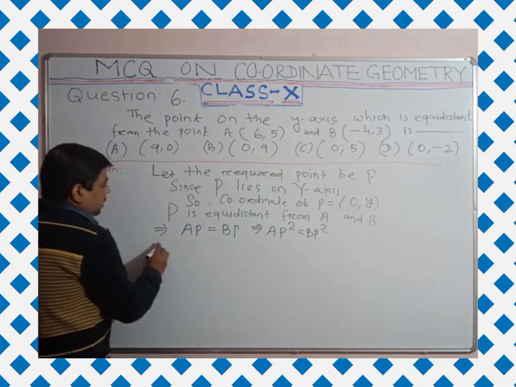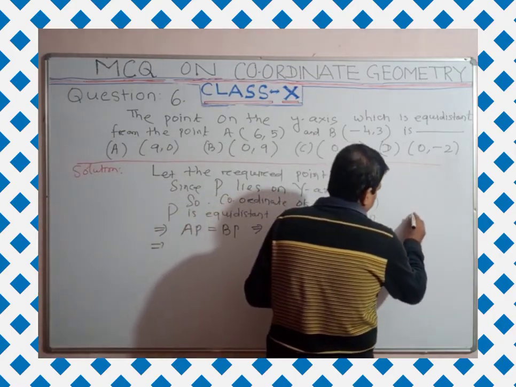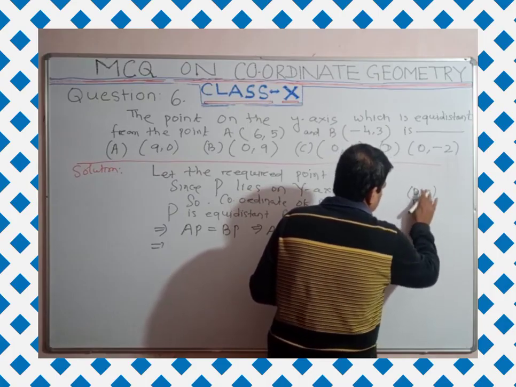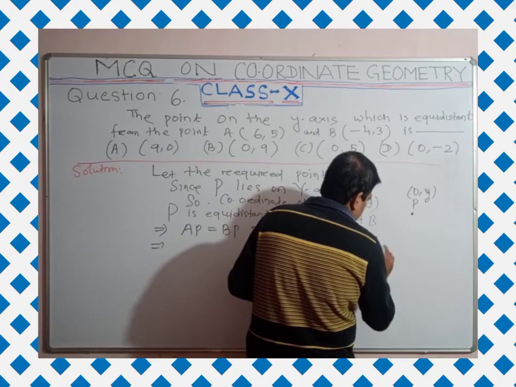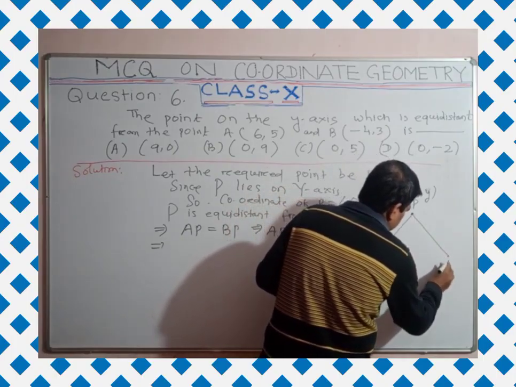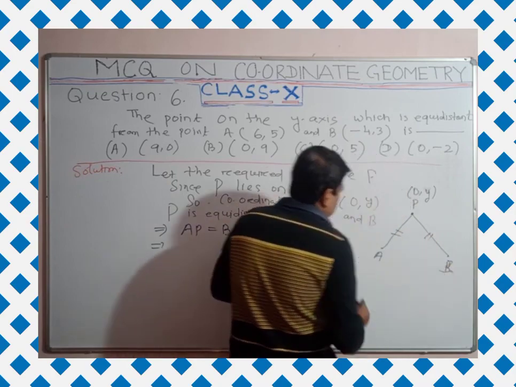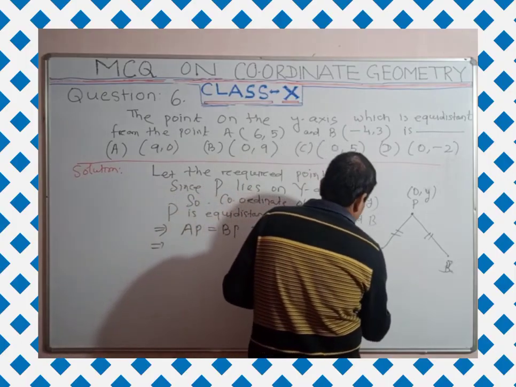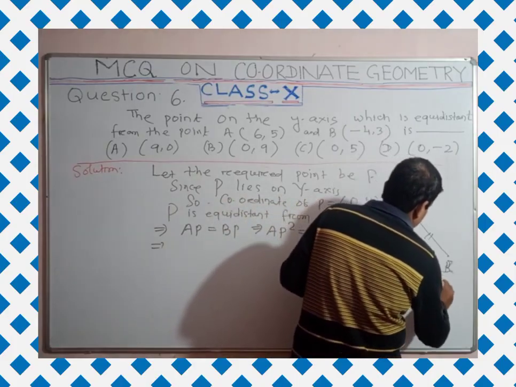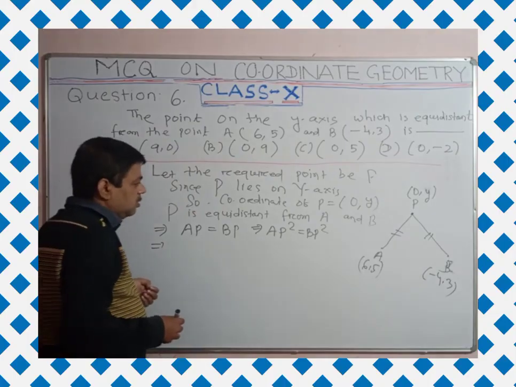Okay, so AP square means the distance from here. This is the point P whose coordinate is (0, y). Here the points A and B are equidistant. A's coordinate is given as (6, 5), and B's coordinate is given as (-4, 3). Understand? So AP is equal to BP. That's why AP square is equal to BP square.